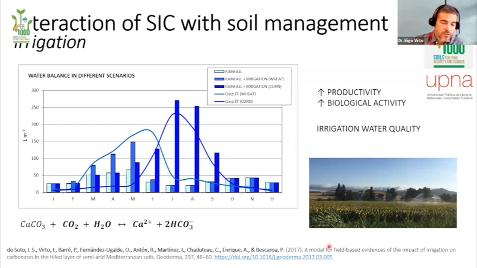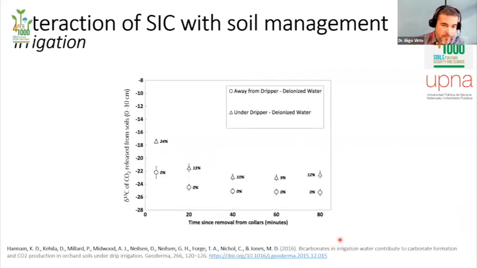So all in all, the net consequences of irrigation on soil inorganic carbon moving or cycling can be diverse depending on the intensity and the type of soils and so on. We have a very nice example of what happens, for instance, in terms of CO2 release from the soil. This is a publication from Hanam and collaborators from 2016, in which they analyzed the isotopic signature for carbon-13 of the CO2 released from the soil with different conditions of irrigation.